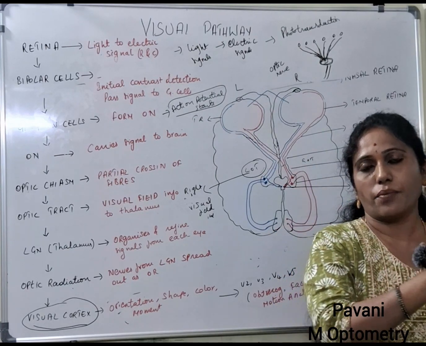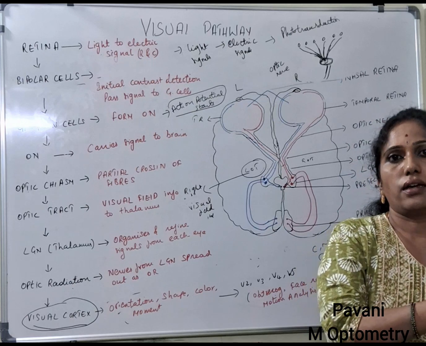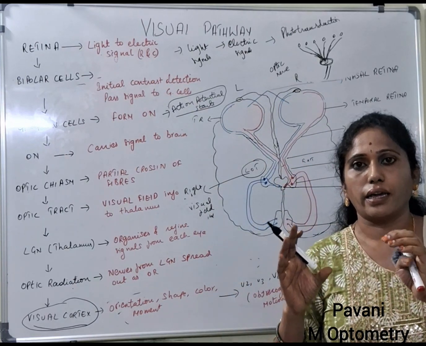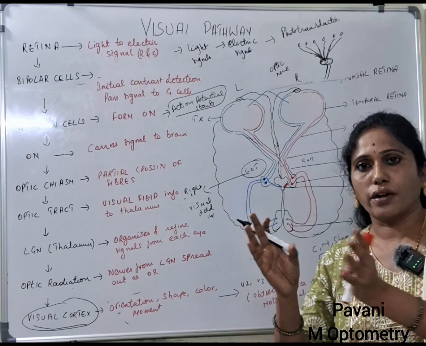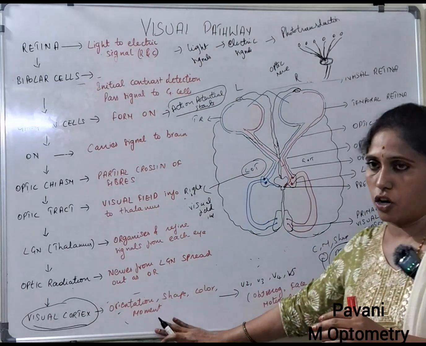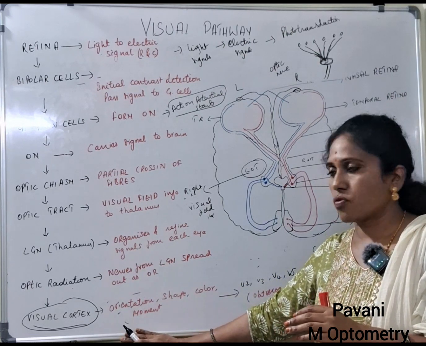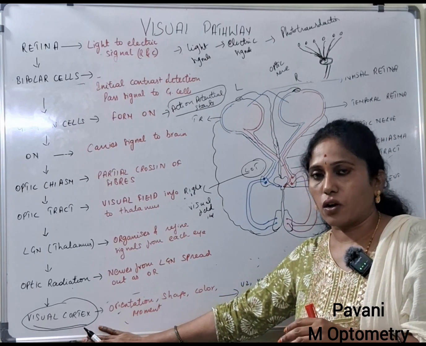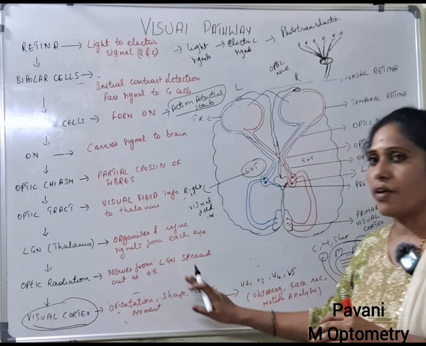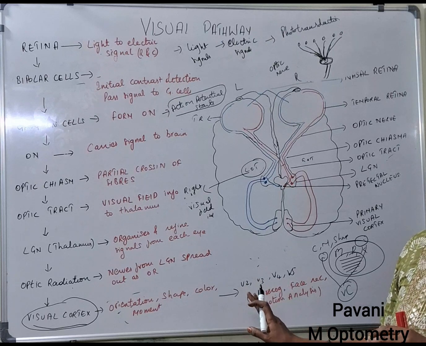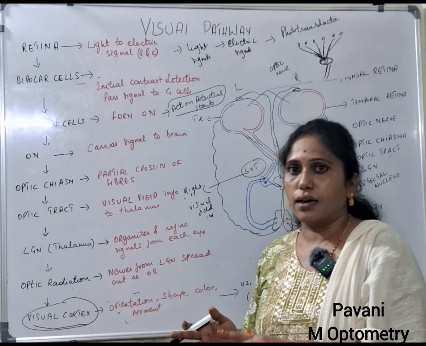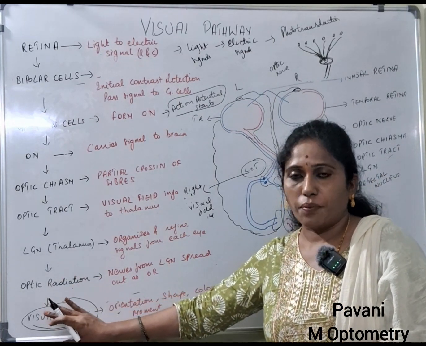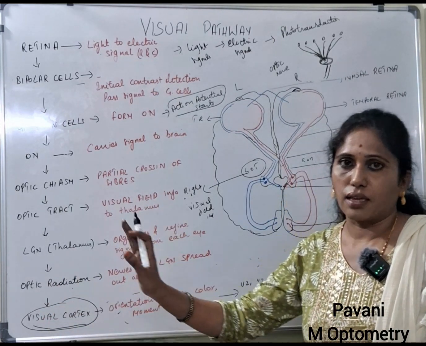That means the information coming from the left eye will be arranged separately and information coming from the right eye will be arranged separately and neatly, and the two eyes' information will be sent to the visual cortex for the final output. How does it pass to the visual cortex? Through optic radiation. When it reaches the visual cortex, this is the place where the final image interpretation takes place, based on its color, motion, shape, and size, so that we can see the object.